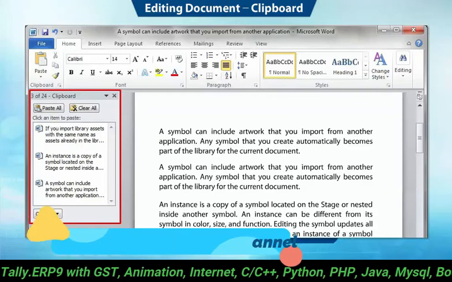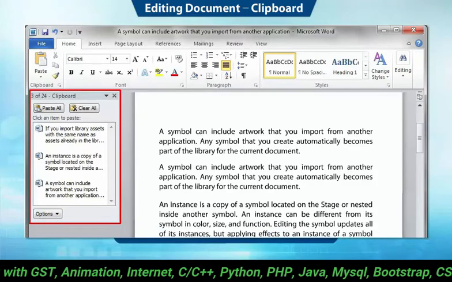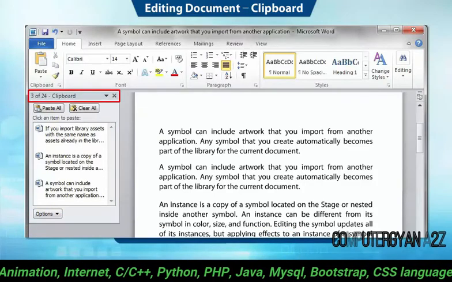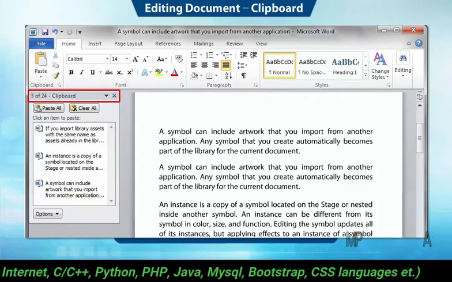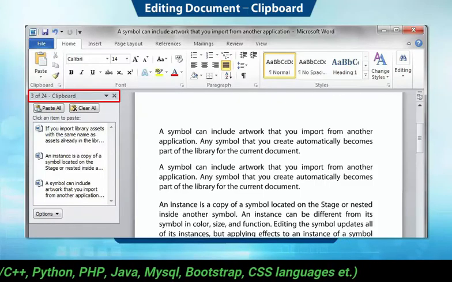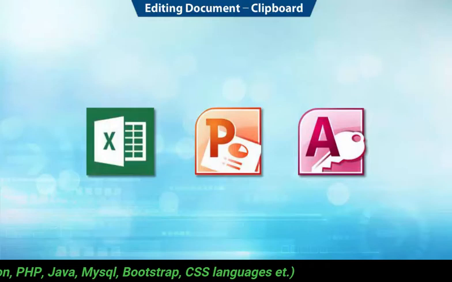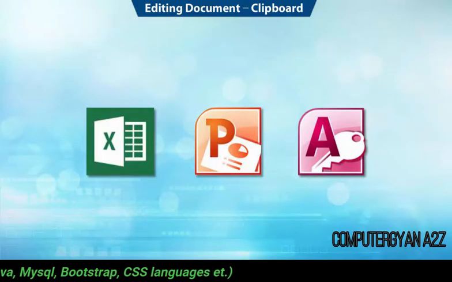Microsoft Office consists of an Office clipboard. It allows 24 chunks of text and graphics to be copied that can be used in other programs of Microsoft Office.